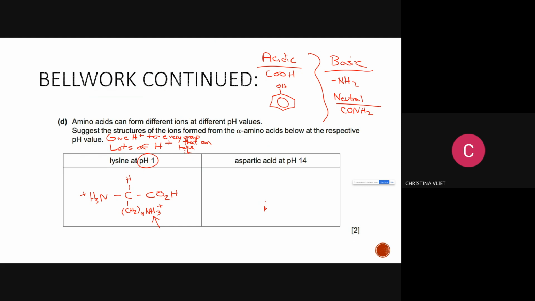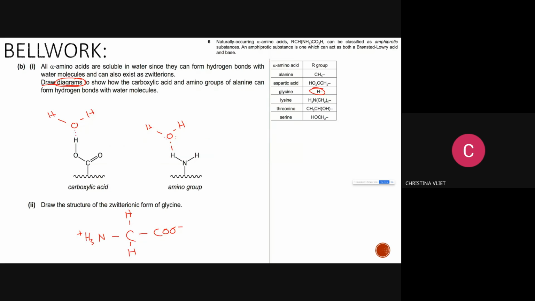And if it's in a basic solution, what do you have to do instead? This is take H plus away from every acidic group. So you would leave your basic groups alone. They would exist in their base form. And the acidic groups, you would take the H plus away. So that means all carboxylic acids would exist as COO minus, and all phenols would exist as O minus. And so how would this end up looking for aspartic acid? Aspartic acid is right here.